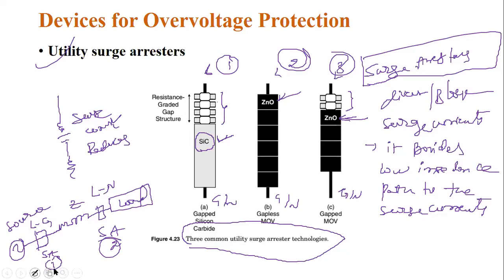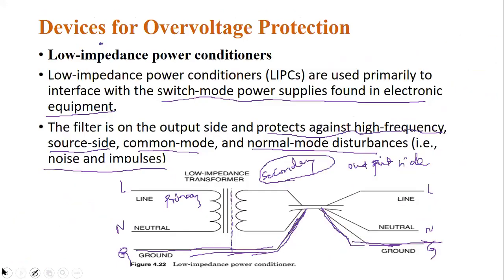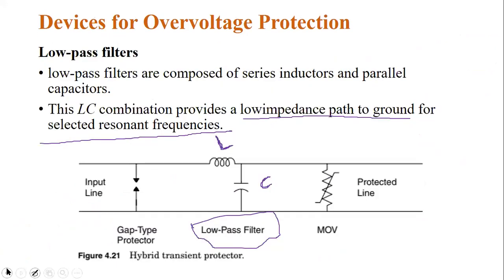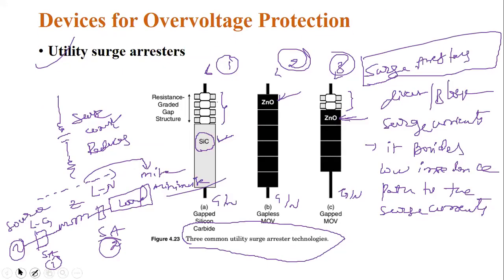Remember, the arrestor alone is not sufficient to minimize the surge current. Because of not providing a low impedance path to the surge current, some amount of current is diverted into the load side, so we need to minimize those currents also. For that purpose we are using different devices: low impedance power conditioners, low pass filters, and isolation transformers.